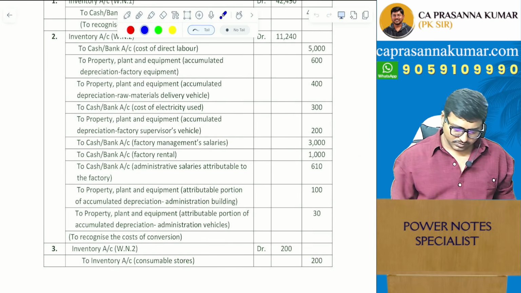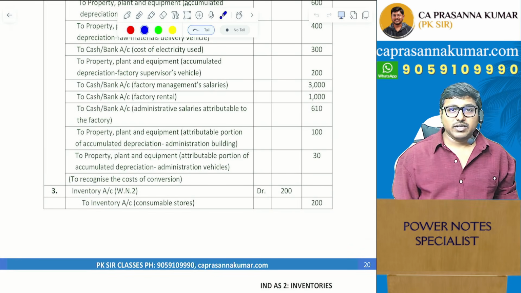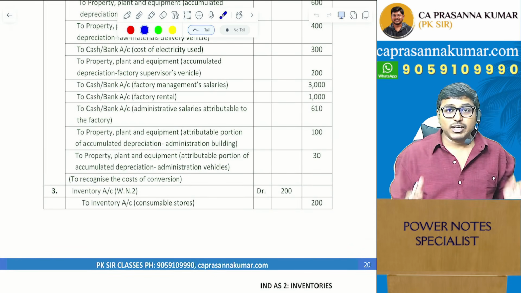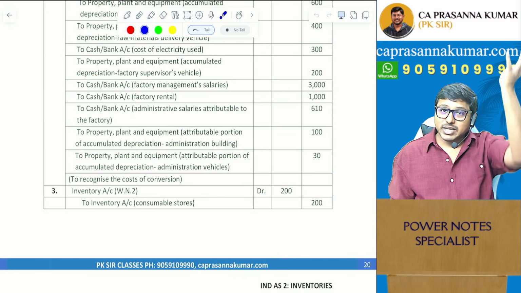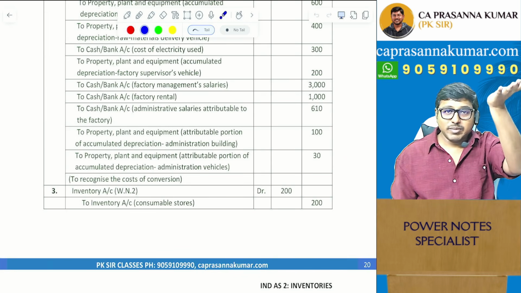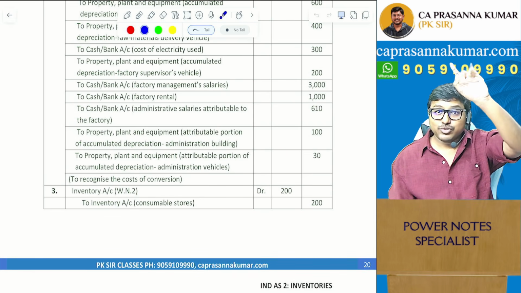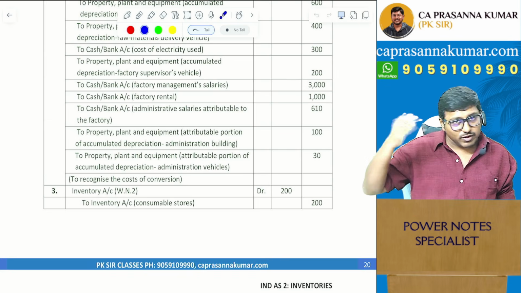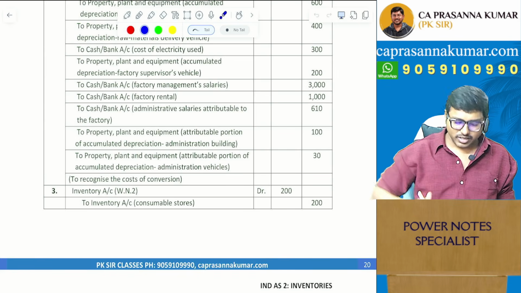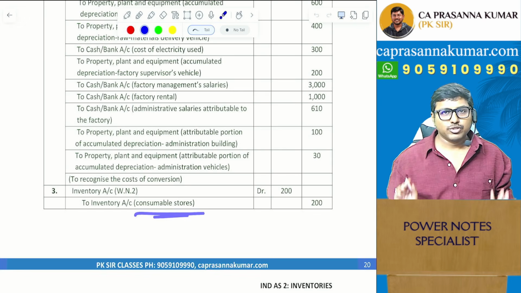Got it? This consumable stores entry, you need to keep in mind. It is debit inventory account, because there are two types of inventory. One is inventory, a kind of finished goods, which is becoming an asset. To that extent, you should debit the inventory and thereby finished goods value will increase. That will be shown in the balance sheet eventually if it is not sold. Whereas at the same time, if you have consumed consumables, that inventory will get reduced. Therefore, credit inventory, and within brackets show the difference by writing consumable stores. That's all. Simple.